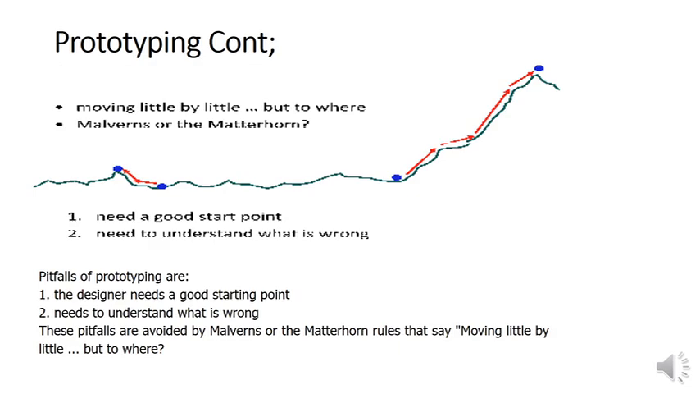So you are moving little by little, but to where? You need a good starting point, and you need to understand what is wrong. These are the pitfalls of prototyping: designers need a good starting point and need to understand what is wrong. These pitfalls are avoided by Malvin's or the Matterhorn rules, which say move little by little, but know where you are going.